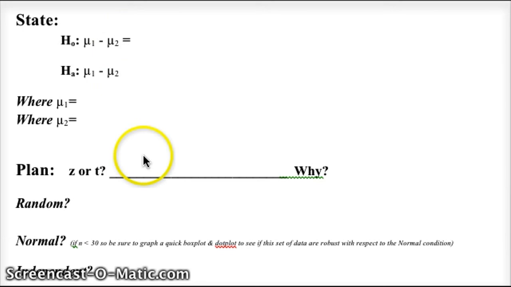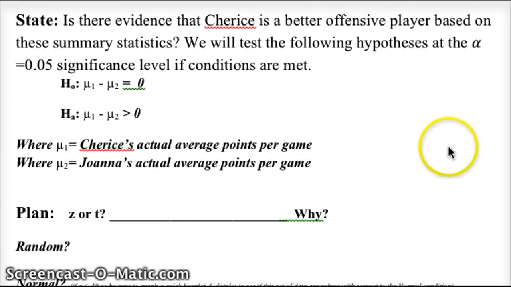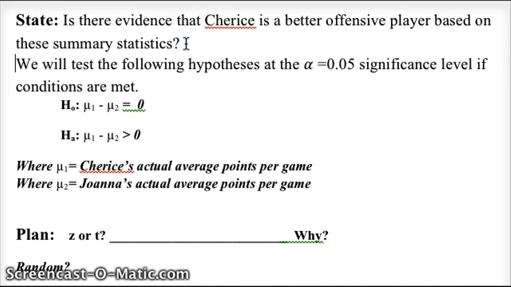Here are the state and plan portions if we're doing a significance test. We're going to do each portion for a significance test and talk about how it's different for a confidence interval. So state: we want to state what the question is. We say we're testing the following hypotheses at the alpha equals 0.05 level. Use 0.05 if you're not given one. Remember, we can also use 0.01 or 0.1. And then we state the hypotheses.